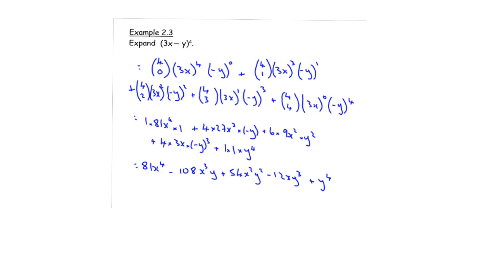You just keep going. And like I said, you can work out the choose function using the calculator, or you can just write down Pascal's triangle and use the appropriate row. So you'll be using row 4 here to get the coefficients, and then simplify it.